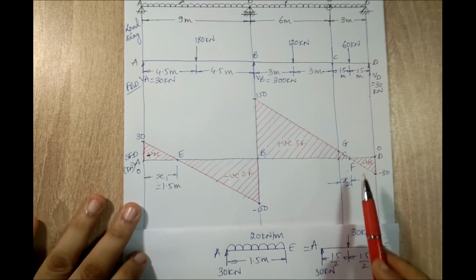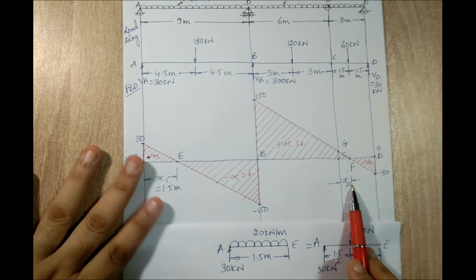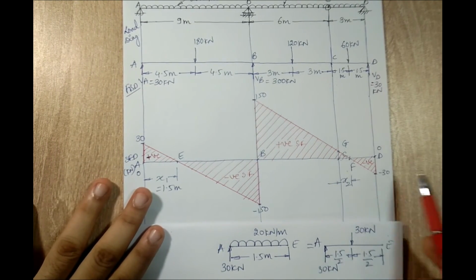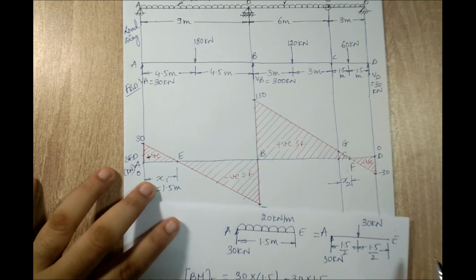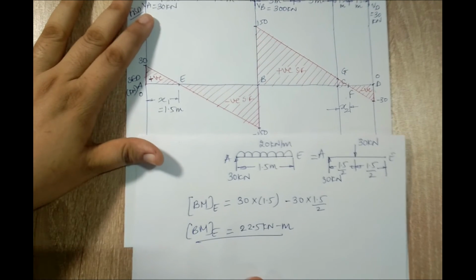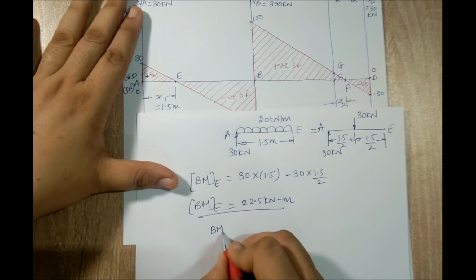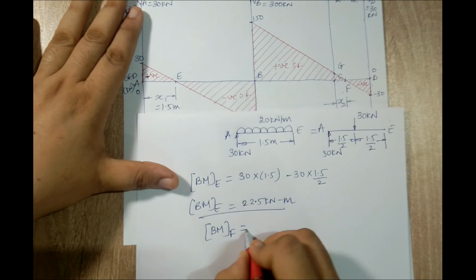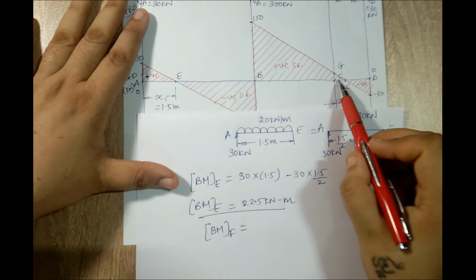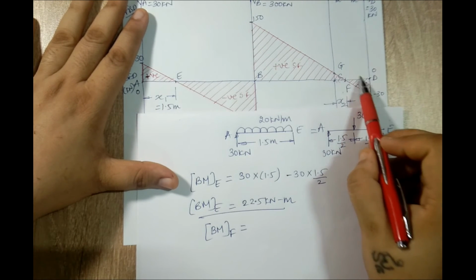Next I'll calculate for this point F. Now I told you that I'm not going to calculate this distance x2. So how am I going to calculate between C and D? There is a formula for calculating the bending moment between 2 points. So I'm going to use the formula directly, for calculating the maximum bending moment between this point C and D, which is subjected to a UDL.